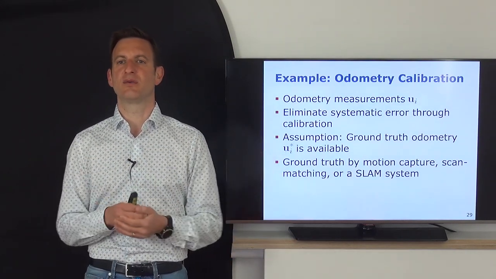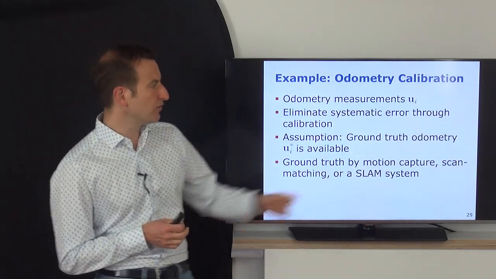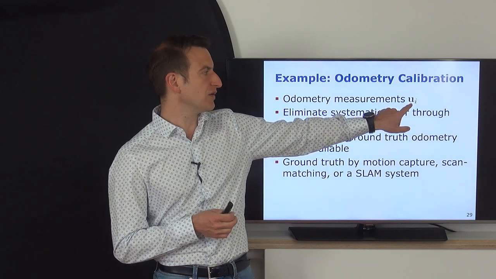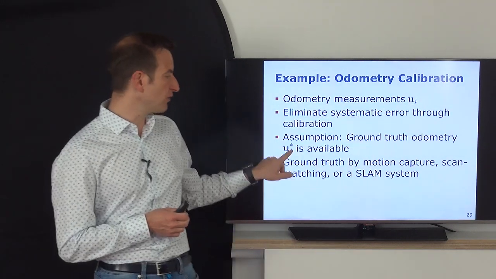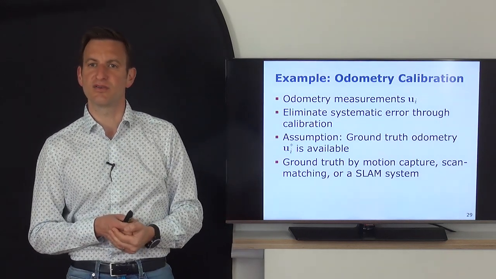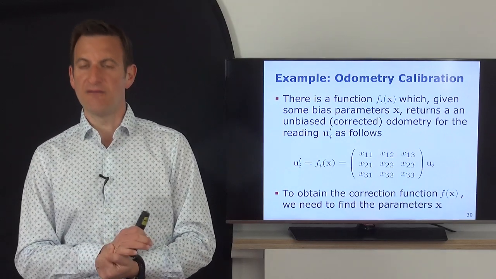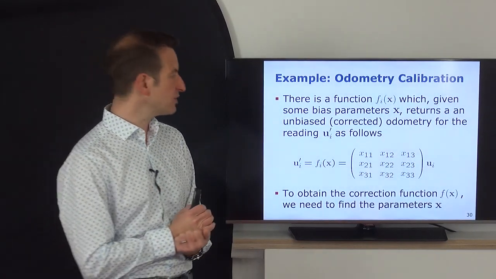That's something we don't care about. We just assume that we have ground truth odometry available. So we assume we have the odometry that we measured, and we have the ground truth odometry available. This u star i, I expressed here, comes from an external tracking system. And then we take a very, very simple function.